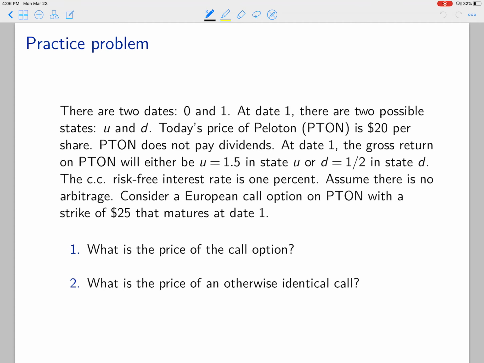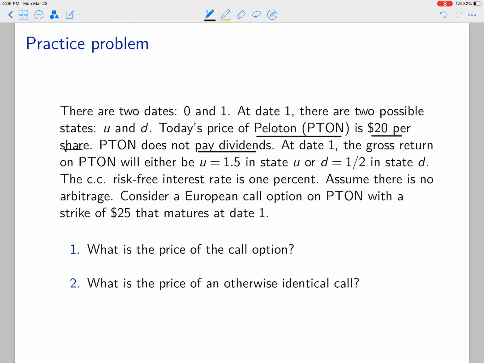Okay, so the problem statement is as follows. We're still in a binomial world. There's two dates, 0 and 1. And at date 1, which is the future state, there are two possible states of the world, U and D, the up and the down state. Consider Peloton stock, another hot stock during the coronavirus. Peloton trades at $20 per share today, does not pay dividends, and the payoff to Peloton is a random variable at date T or 1.